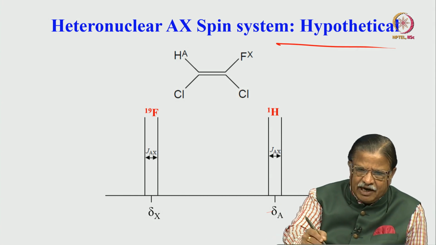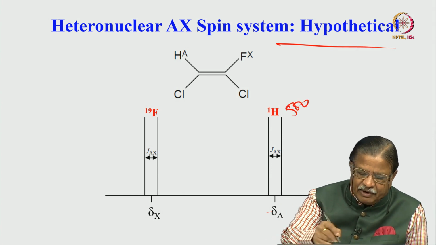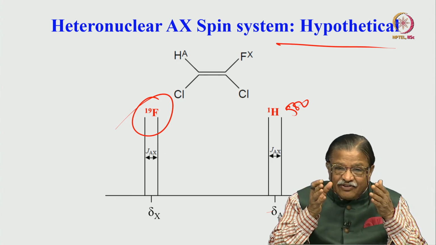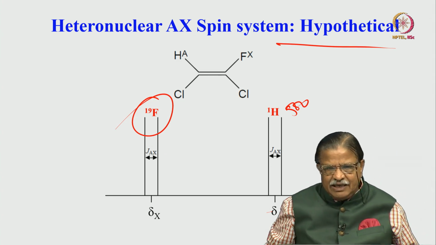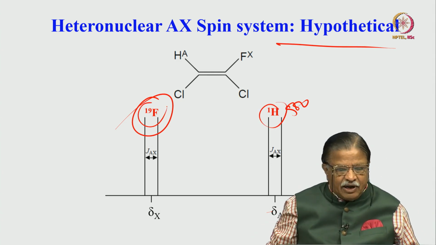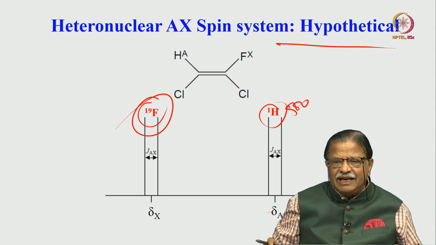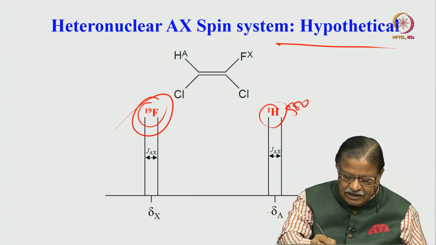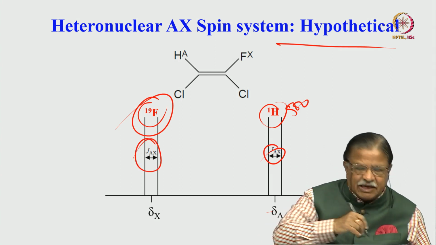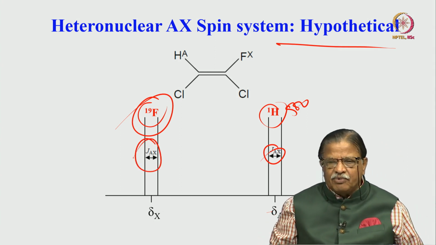Proton in the 500 megahertz spectrometer resonates at 500 megahertz, whereas fluorine resonates at 470 megahertz. Just for the sake of illustration, both of them are plotted in the same graph. This is proton, this is fluorine. You see the theoretical plot, all the lines are of equal intensity. This separation gives you the J coupling between proton and fluorine. Again, this separation gives you the coupling between proton and fluorine.